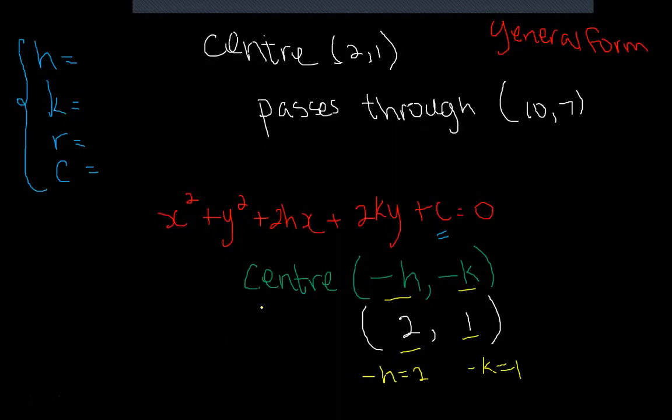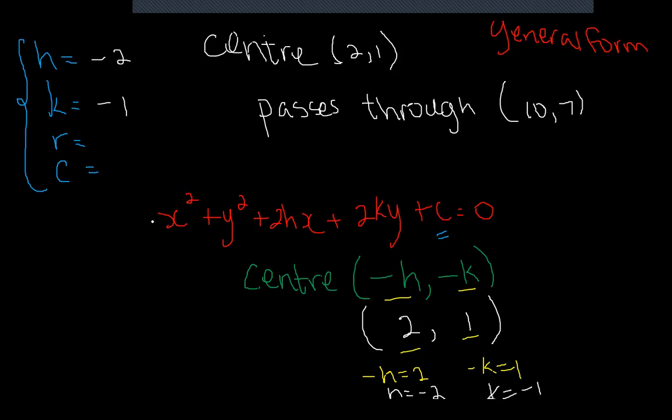But that's not what we're trying to find. We need a value for positive h, and we need a value for positive k. So if minus h is equal to 2, we know that h has to be equal to minus 2. And if minus k is equal to 1, that means that my value of k is minus 1. So we already found what h is, it's minus 2. We found what k is, minus 1.